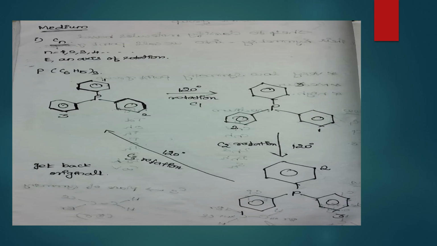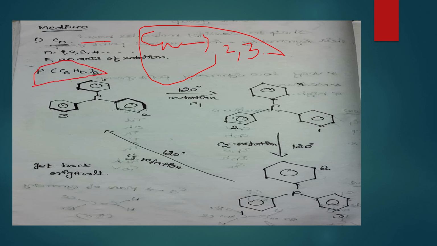Next we see about the medium point groups. In the medium type, first we look at Cn. Cn has only an axis of rotation. The n can be 2, 3, 4 and so on, because C1 has identity only, while C2, C3 have rotation. For example, we take this organometallic compound. This molecule is rotated up to 3 rotations, because on the third rotation it gets back to the original image. So this molecule has the C3 point group.